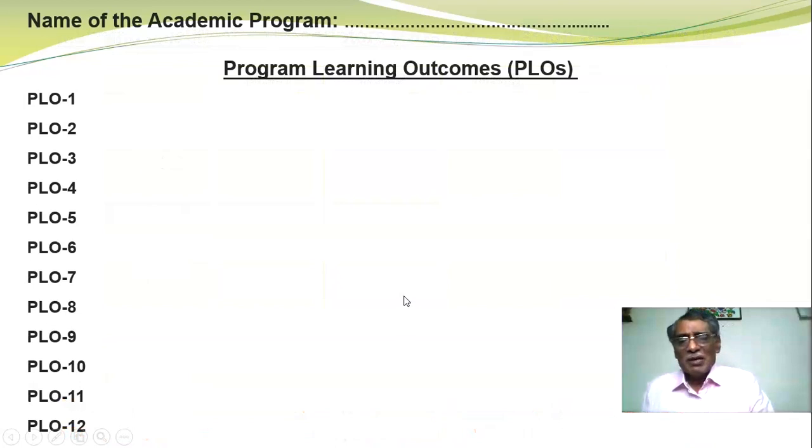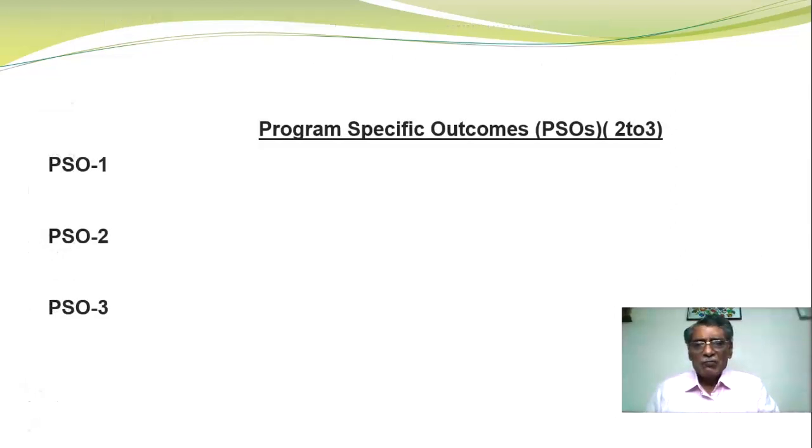Then program learning outcomes. Again, you can write 12 program learning outcomes. It is good to have 12 program learning outcomes for a 3 or 4 year courses at higher level, degree and PG level courses. Then you have program specific outcomes, 2 to 3 you can draft whenever you have some specific courses based on the subject content.